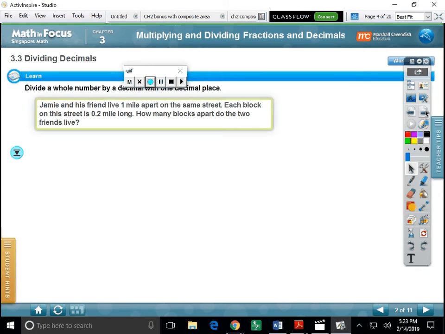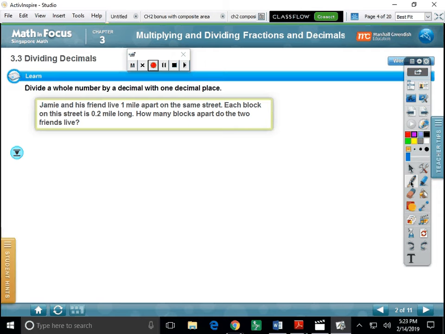The first problem looks like this, and it talks about Jamie. There's a word problem. So sometimes our decimal division skills can help us solve a word problem as well. It says divide a whole number by a decimal with 1 decimal place. That's what we're going to do here. Jamie and his friend live 1 mile apart on the same street. Each block on the street is 2/10 miles long. How many blocks apart do the 2 friends live?